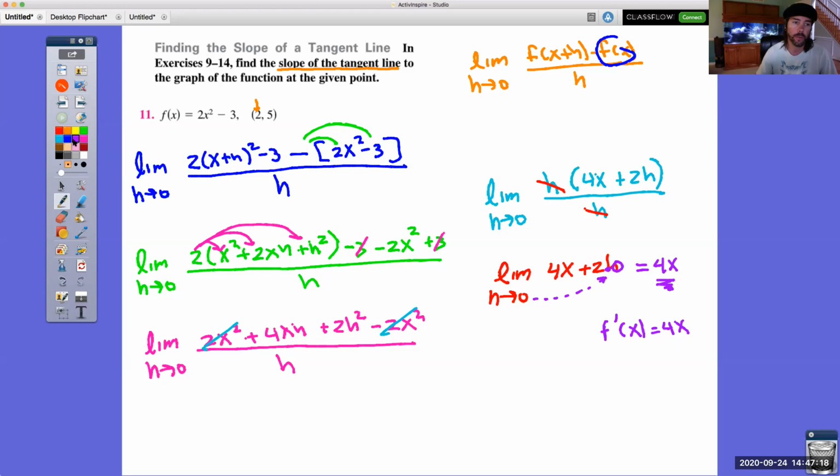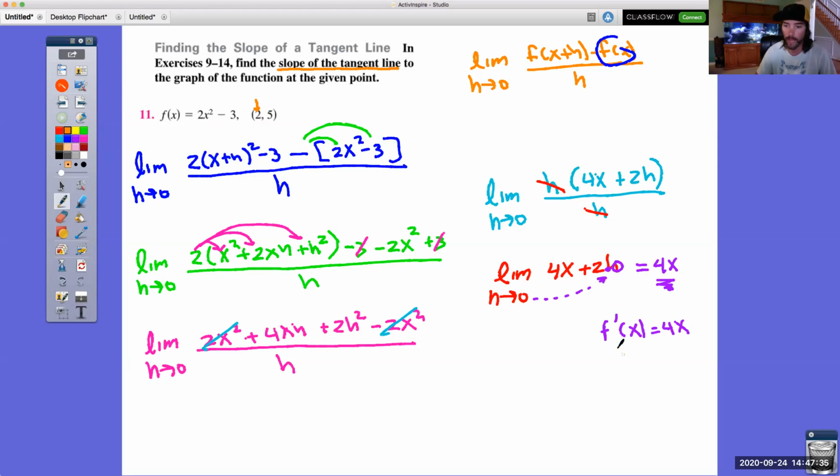The derivative is going to give you an equation, 4x, that will find the slope of the tangent line at any point. The slopes are always changing because that's a parabola. I want to know the slope at (2, 5). 2 is the x value I'm interested in. The 5 is not going to come into play.